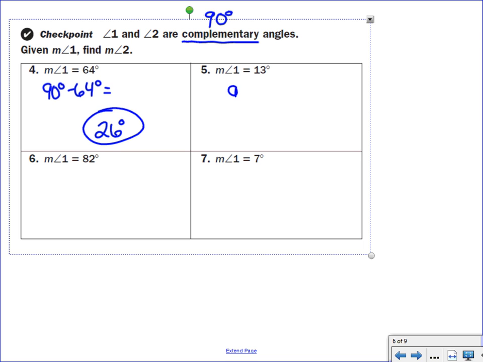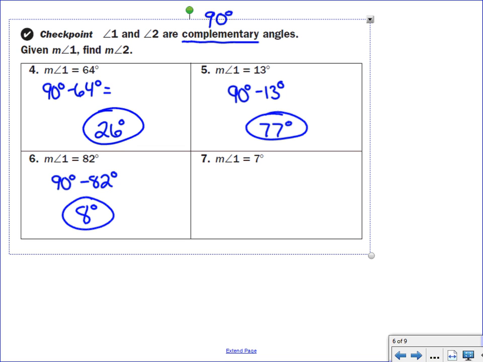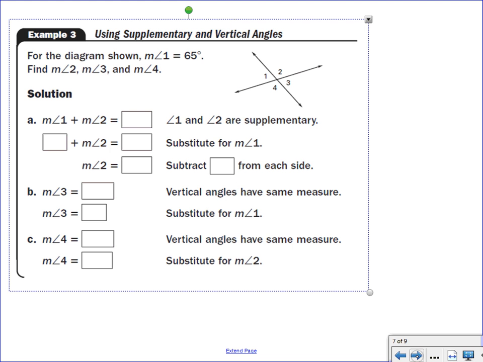Number 5, 90 degrees minus 13 degrees is 77 degrees. The measure of angle 2 is 77 degrees. Number 6, 90 degrees minus 82 degrees is 8 degrees. The measure of angle 2 is 8 degrees. Number 7, 90 degrees minus 7 degrees is 83 degrees. The measure of angle 2 is 83 degrees.